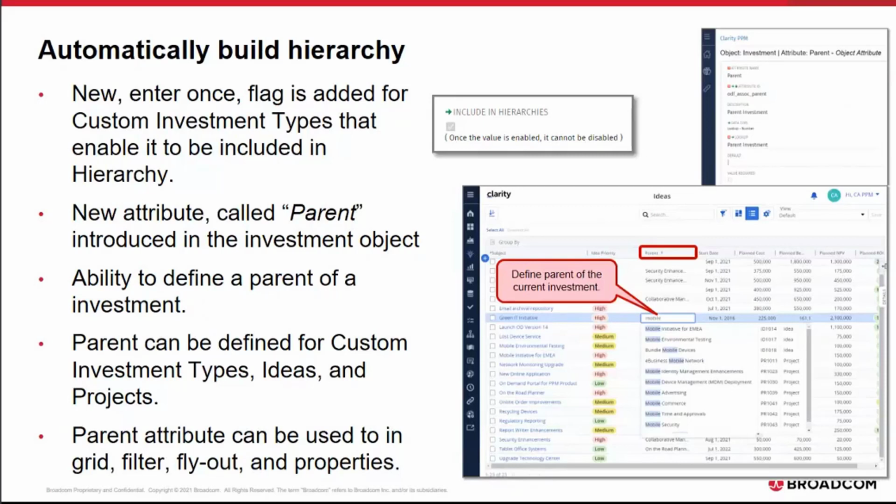This attribute can be included in the grid layout or in the properties layout. The users can then populate the parent of a specific object instance. Once that relationship is established, the user can go into the hierarchy and there is a new option to auto import. That auto import will then build the hierarchy based on the value set in this parent attribute.